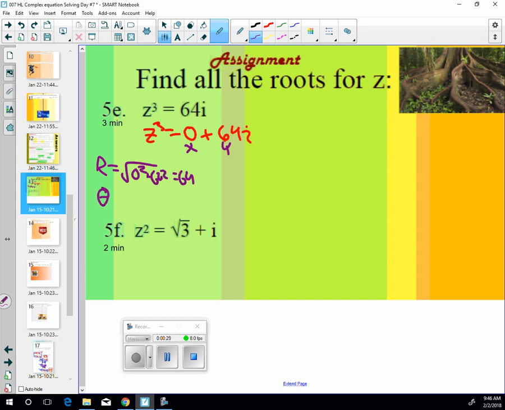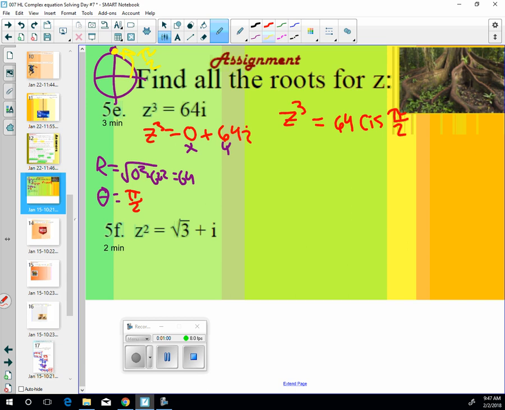What's the angle going to be of this particular one? Yeah, draw a figure here, and then 64i is up here. Well, that's just going to be pi over 2, isn't it? Okay, so now that I have that, I can write this: z cubed equal to 64 cis pi over 2.